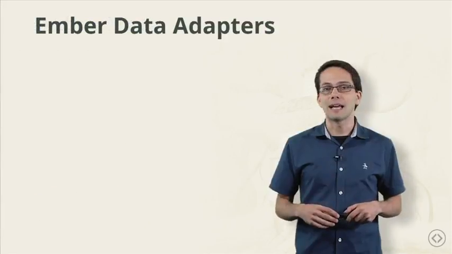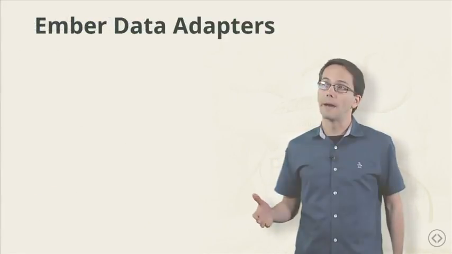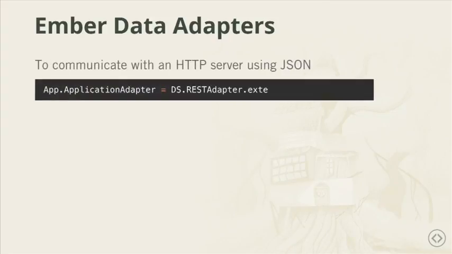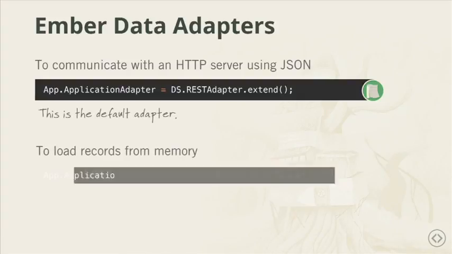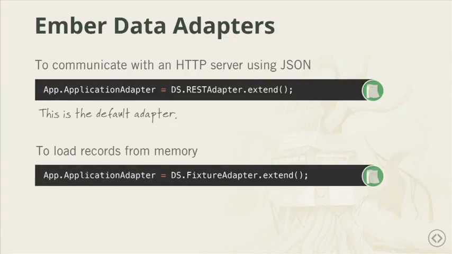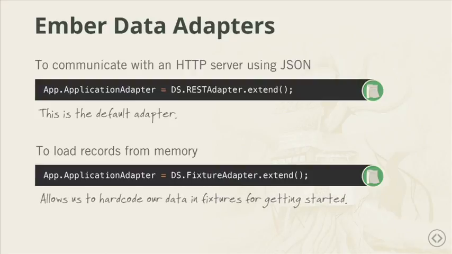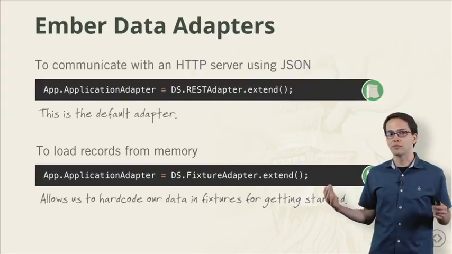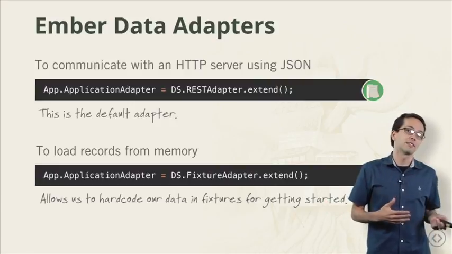Ember Data has different adapters you can use to load in data. The first allows you to communicate with an HTTP server using JSON. That is the REST adapter. This is the default adapter for Ember Data. The second allows you to load records from memory. This is the fixture adapter. And this is what we're going to use in our application, so we can just load data right there from the page itself into models. Fixtures are also great if you're creating an application from scratch and you don't have a backend to connect it with yet.